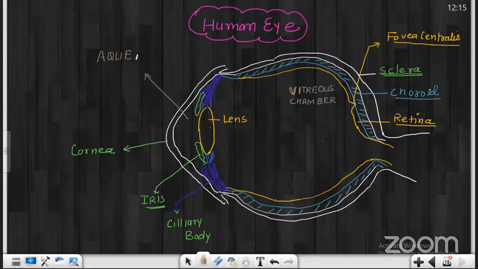पहले वाला vitreous chamber था. Now this is aqueous chamber. So this is your aqueous chamber. Iris हो गया, cornea हो गया, ciliary body हो गया. Here we have ligaments हो गए, lens हो गया, vitreous chamber हो गया, retina, choroid, sclera हो गया, fovea centralis हो गया.